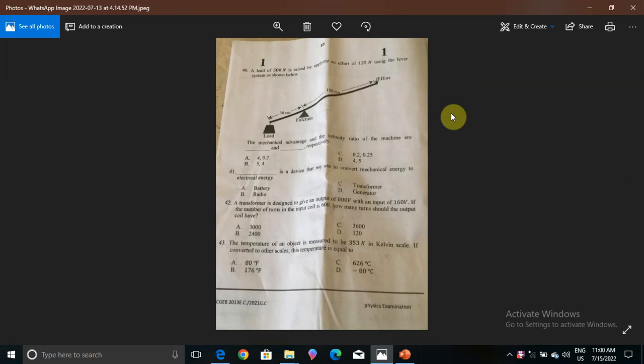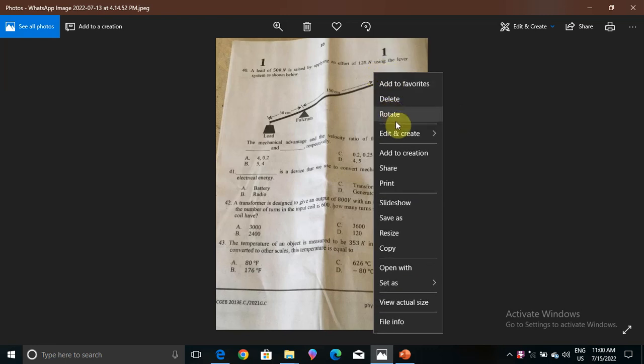In question number 40, it says a load of 500 Newton is raised by applying an effort of 125 Newton using the lever system as shown below. The mechanical advantage and the velocity ratio of the machine are dash and dash respectively. Are what?